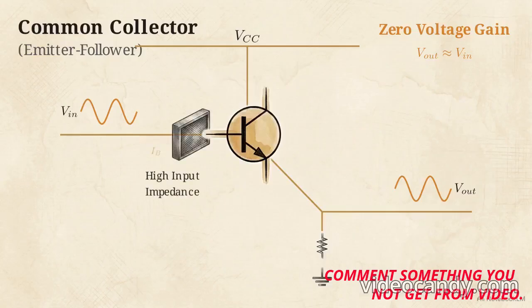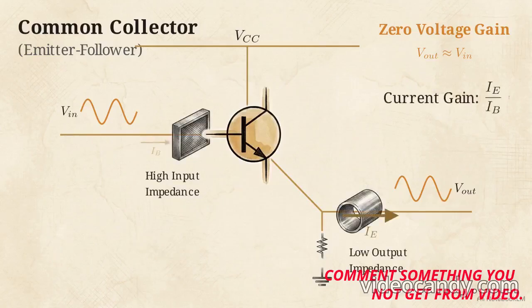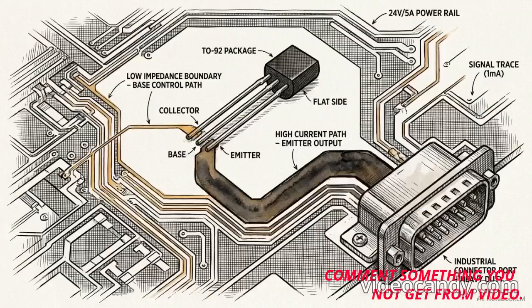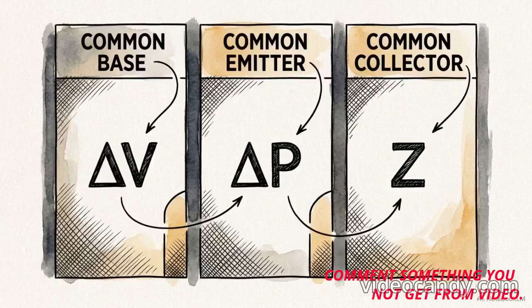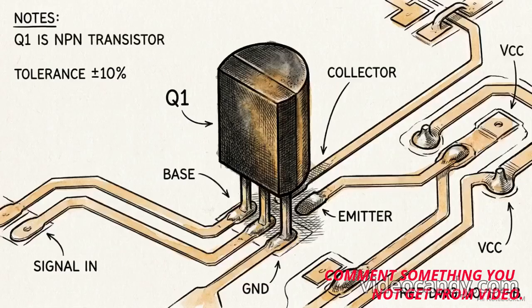This setup, often called an emitter follower, yields high current gain but 0 voltage gain. Because the input signal is applied to the base while the output follows the emitter, the input circuit only draws the very small base current, creating high input impedance. Conversely, the output is driven by the full emitter current, resulting in low output impedance. This makes the topology ideal for impedance matching, acting as a buffer between high resistance sources and low resistance loads.